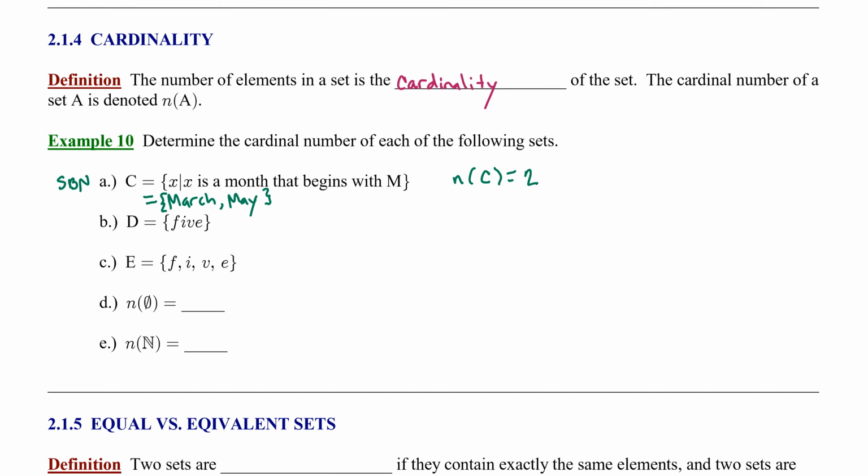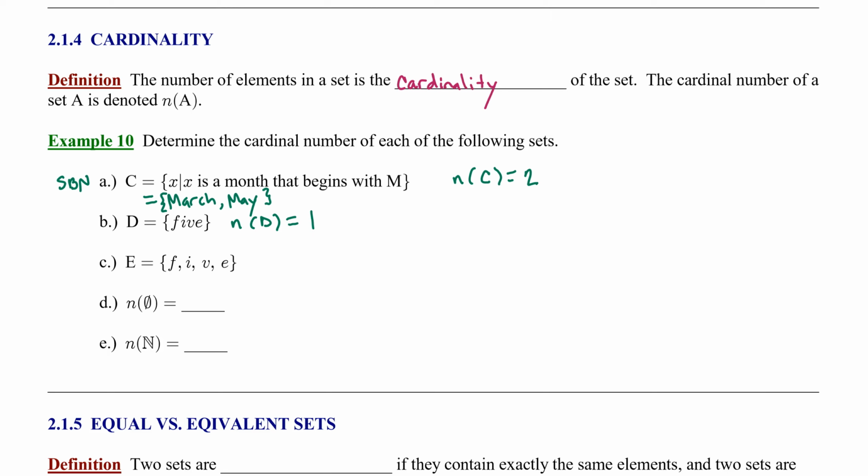The set D equals the set containing 5. We want to find the cardinal number of D. At first glance, our brain wants to say 5, but this particular set given in roster notation only has one element, and it is the number 5. So the cardinal number of this set is 1.